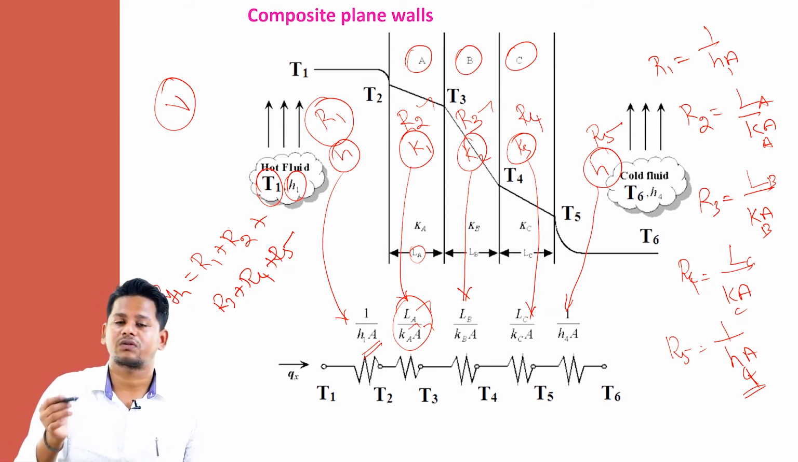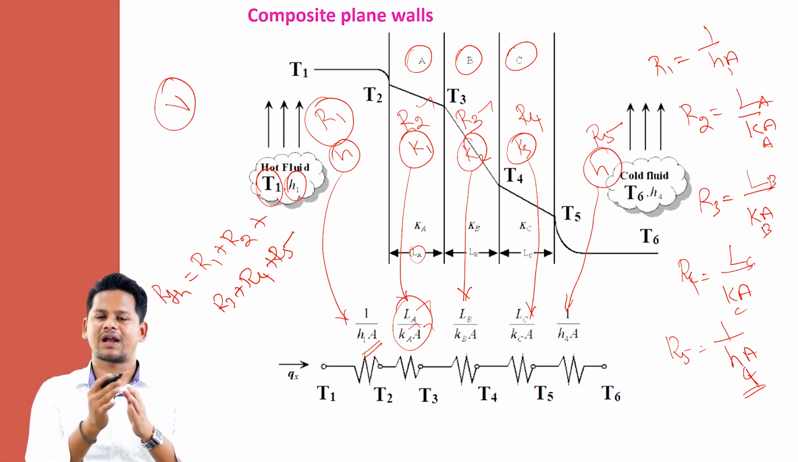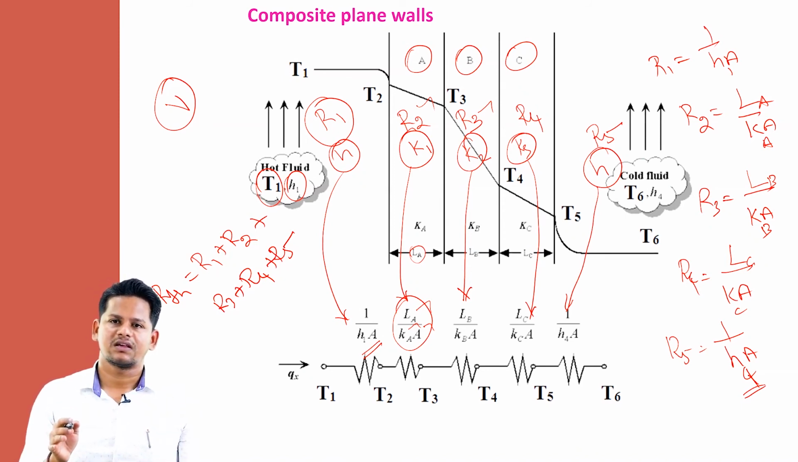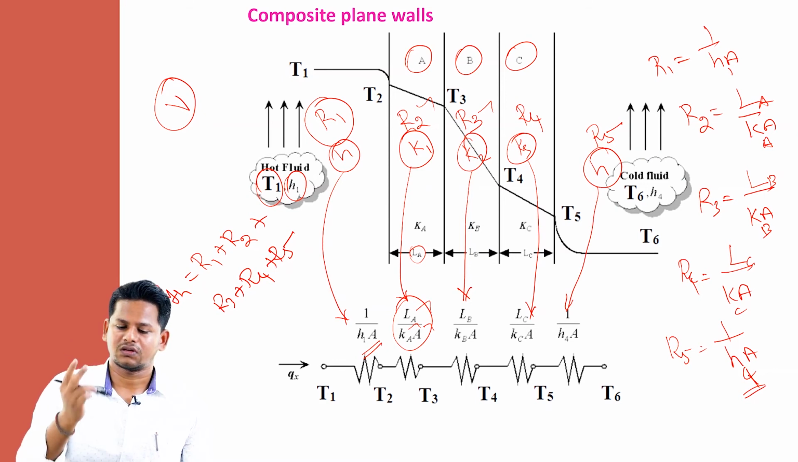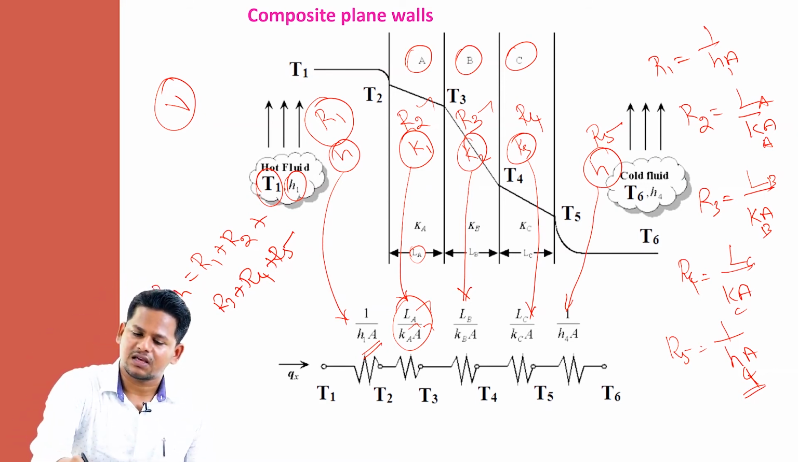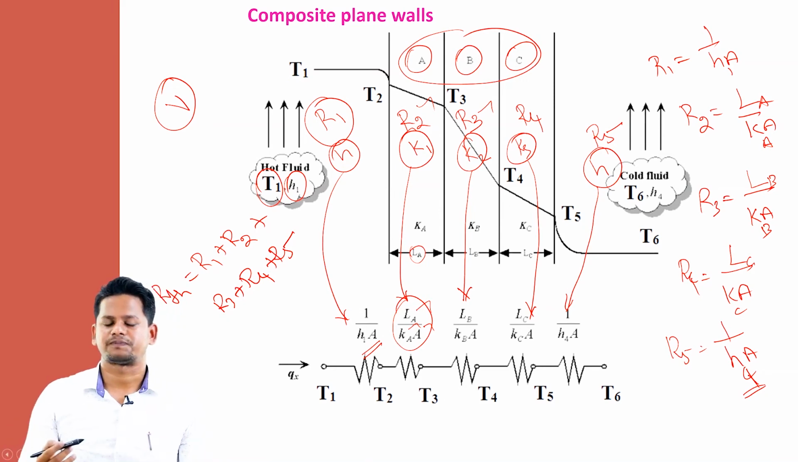Now tell me, how can we find out the amount of heat transferred across this composite plane wall? We have 3 composite plane walls. Across this we have 2 heat transfer mechanisms. One is conduction, the second is convection. So we have 2 heat transfers. Convection is there, also conduction is there. 3 conductions and 2 convections are there.